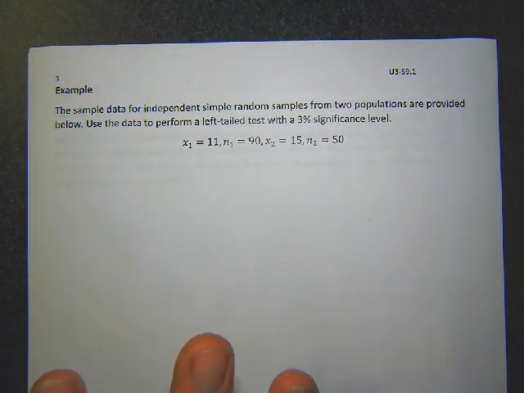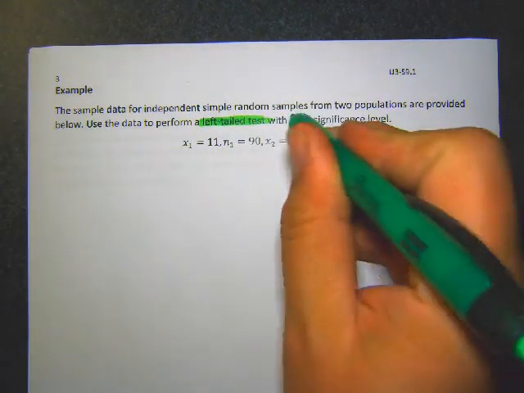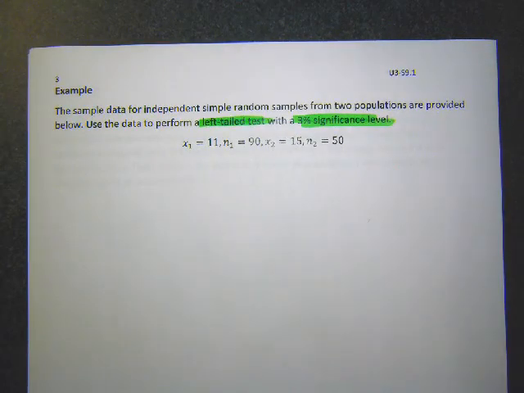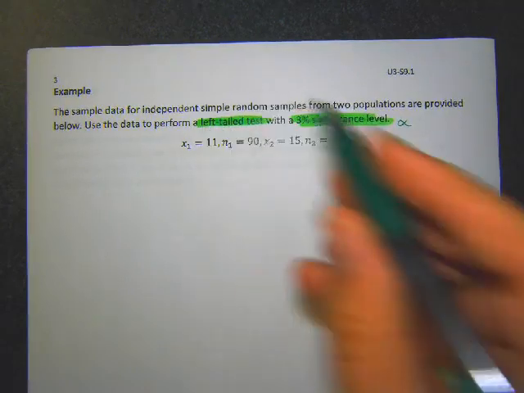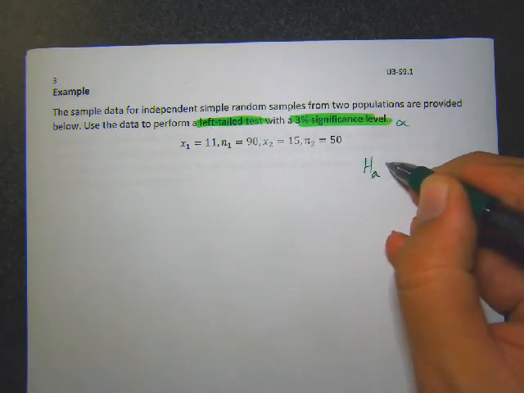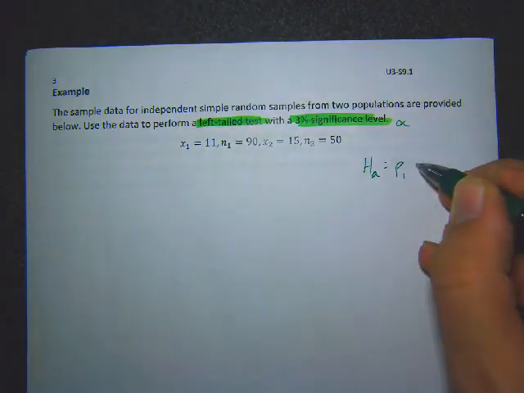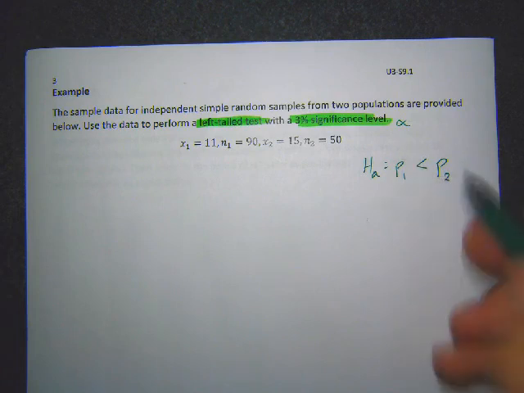Not really a big worry, but you always want to check that. And they tell us to do a left-tailed test. So we're doing a left-tailed test at the 3% significance level. So alpha, the significance level, is 3%, and the alternative hypothesis in this one would be that P1 is less than P2. Remember, that's what a left-tailed test means. We're doing a less than test.